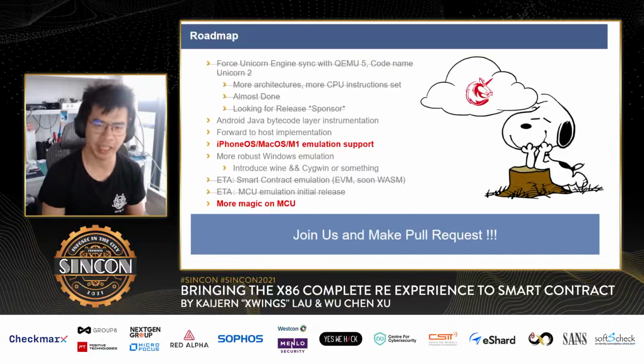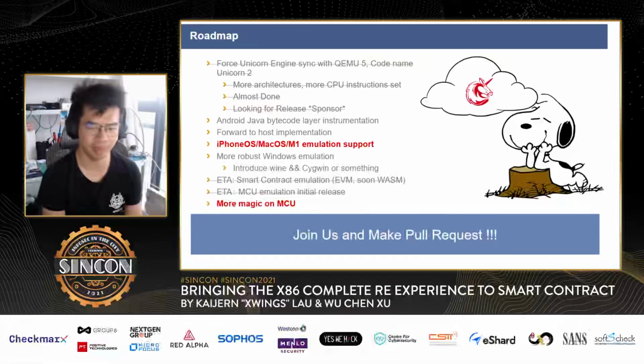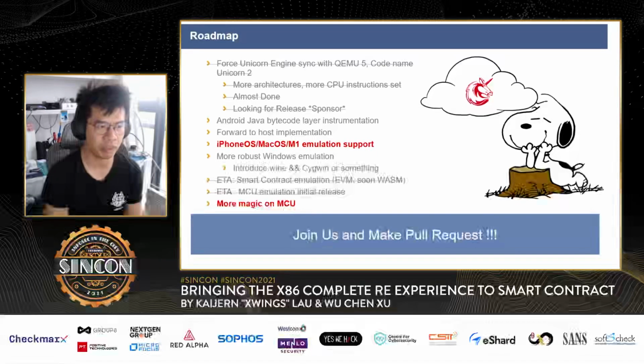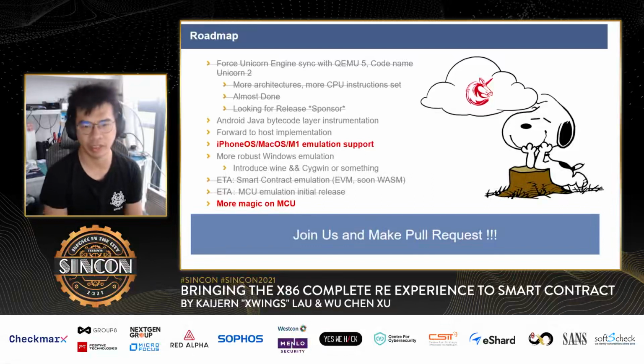There are some other things that are still in the roadmap. We are still looking at Android Java bytecode layer instrumentation. Something rather big, but it's in the planning and nothing has started yet. We did a bit of work on a host implementation, forwarding syscalls to the host implementation. It's something that we wanted to do. We got a bit of achievement, but the code is still rather ugly. We still haven't decided whether we should add it into the core of Qiling or not.